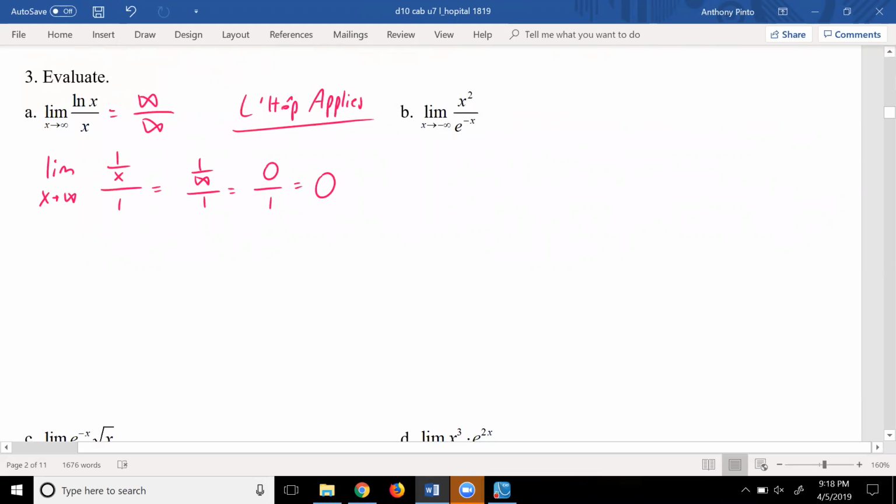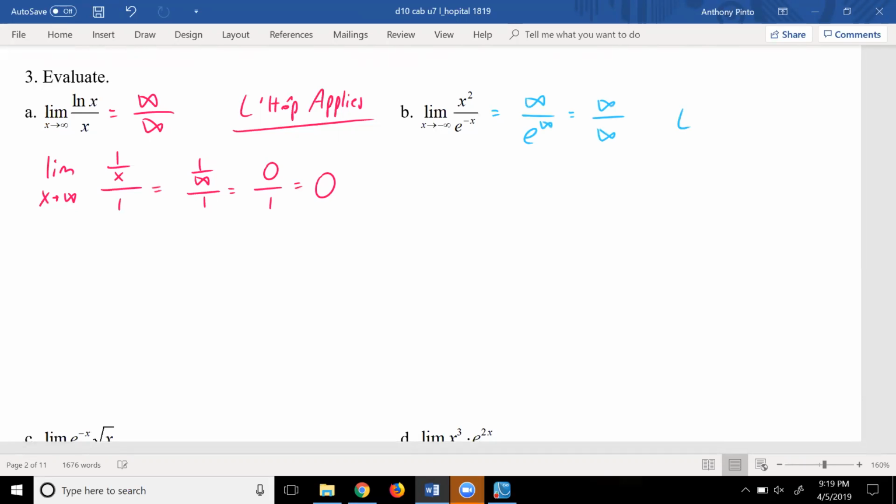All right, looking at B, we get infinity on top, because negative infinity squared is positive infinity, e to the negative infinity. So that's e to the positive infinity. The e to the x is an increasing function as well. It's an exponential function. So that would be infinity over infinity. And once again, L'Hopital's applies.